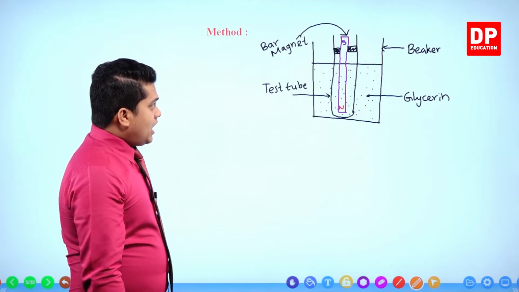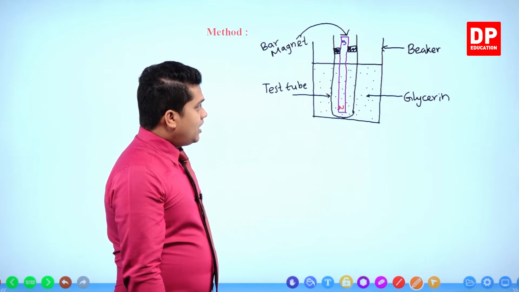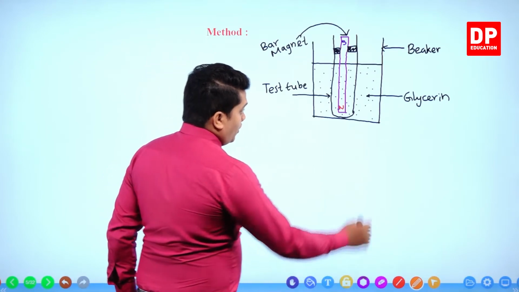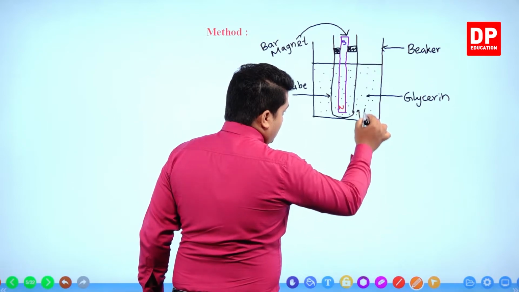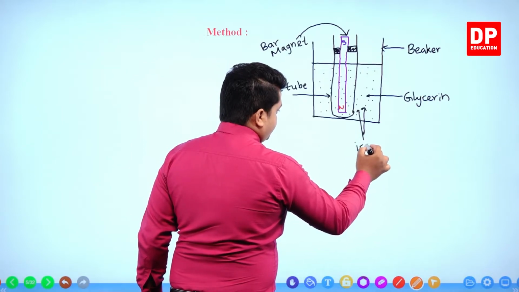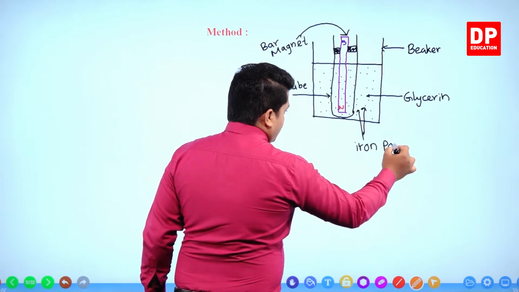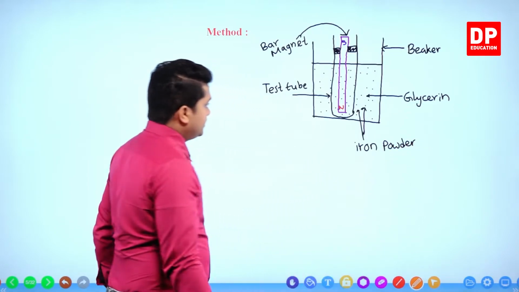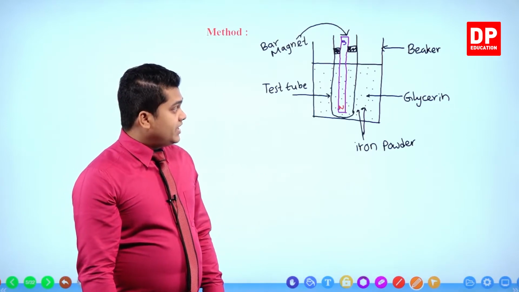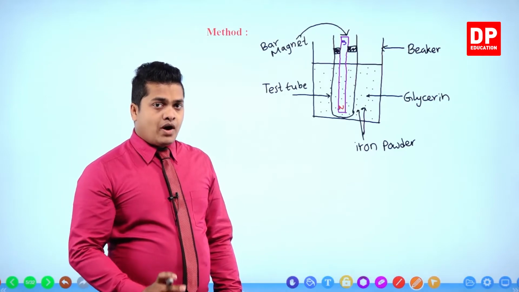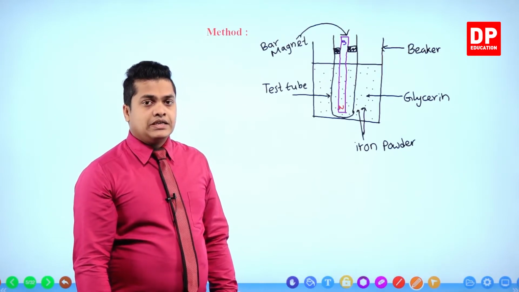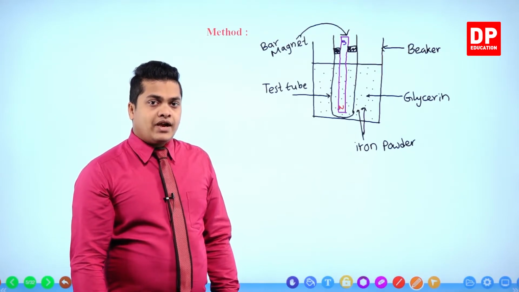After setting up these apparatus, the iron powder, these small dots are iron powder. So I'll mark that also in the diagram. Iron powder. After arranging this setup, we can observe that this iron powder is going to arrange in a certain pattern around the magnet.